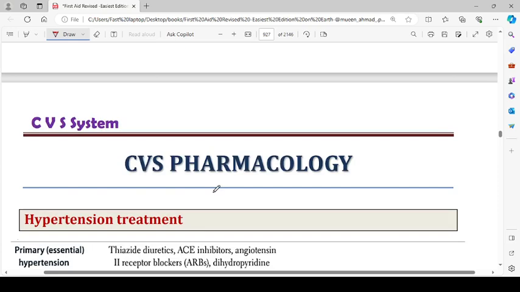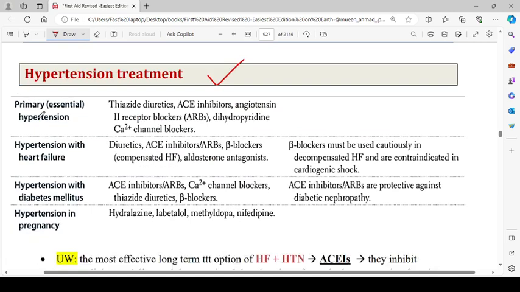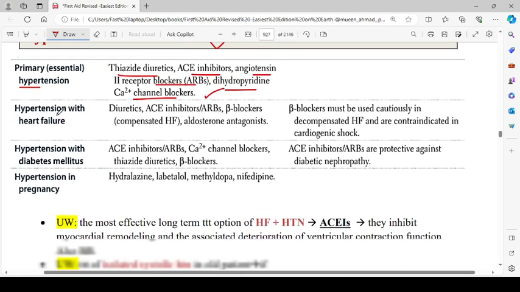Then we have CVS pharmacology. So let's first talk about hypertension treatment. Firstly, for primary or essential hypertension: thiazide diuretics, ACE inhibitors, angiotensin II receptor blockers, dihydropyridine calcium channel blockers. For hypertension with heart failure, we prefer diuretics, ACE inhibitors, and angiotensin receptor blockers because they inhibit cardiac remodeling. Beta blockers for compensated heart failure.